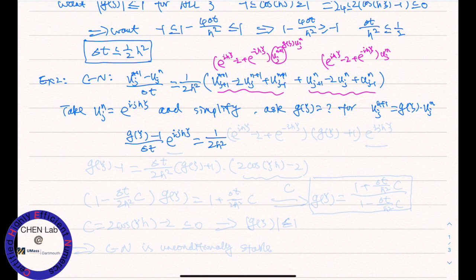We're going to get the same factor e^{ihξ} minus 2 plus e^{-ihξ}. What's left is u_j^{n+1} plus u_j^n, which we can write as G(ξ) plus 1 times u_j^n, which again is e^{ijhξ}. So this is based on what we derived for the forward Euler, so we kind of skipped a few steps.